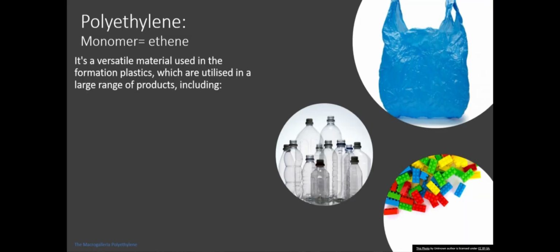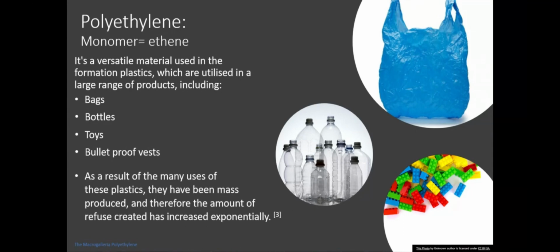An example of a polymer is polyethylene. Its monomer is ethene. It's a versatile material used in the formation of plastics, which are utilized in a large range of products, such as bags, bottles, toys, and even bulletproof vests. As a result of the many uses of these plastics, they have been mass-produced, and therefore the amount of refuse created has increased exponentially. There are 3 types of polyethylene.